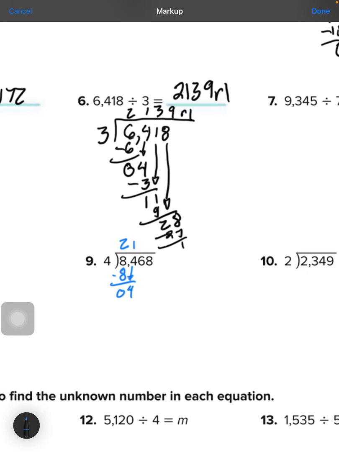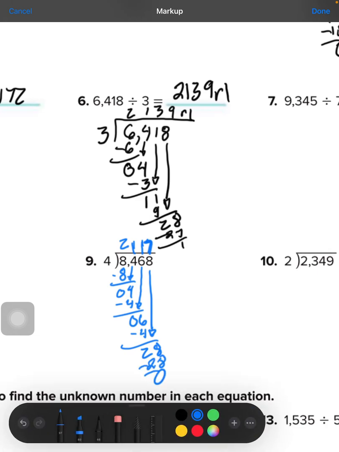Bring down the 4. 4 will go into 4 once. 1 times 4 is 4. 4 minus 4 is 0. Bring down the 6. 4 will go into 6 one time. 1 times 4 is 4. 6 minus 4 is 2. Bring down the 8. 4 will go into 28 7 times. 7 times 4 is 28. 0.